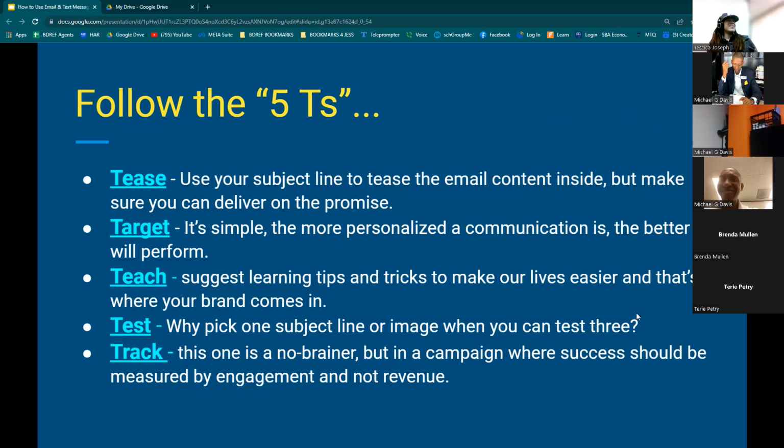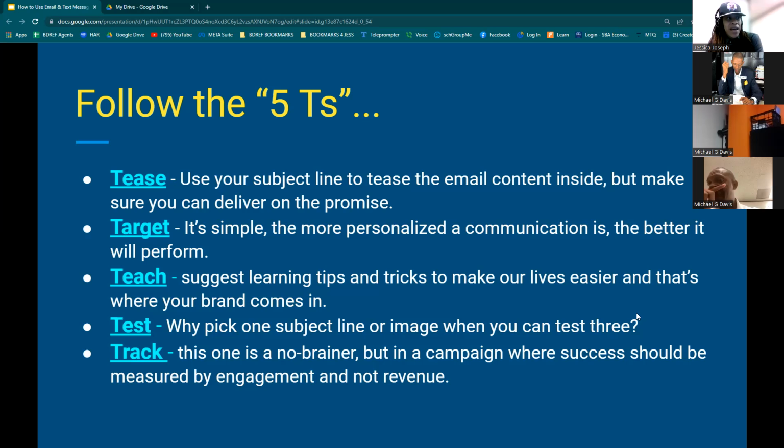All right, follow the 5 T's. Tease. Use your subject line to tease the email content inside, but make sure you can deliver on the promise. That's how important the subject line is. Put thought and intention behind it, knowing it's only leading them to the next phase of that email, which is the body.